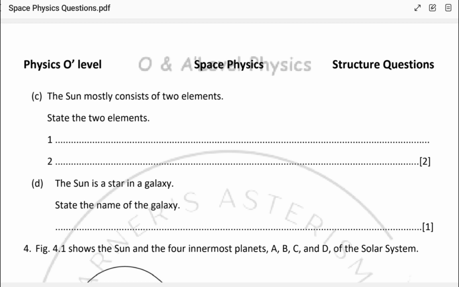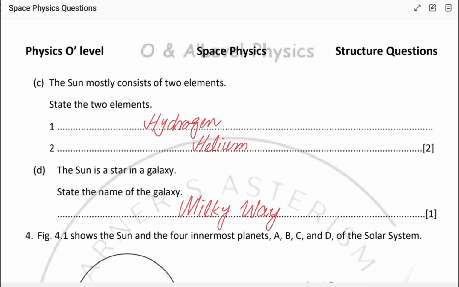Question number 3, part D. The sun is a star in a galaxy. State the name of the galaxy. As we know, the name of our galaxy is the Milky Way. So our answer is Milky Way, and we will write the answers like this. The answers for parts C and D are shown.